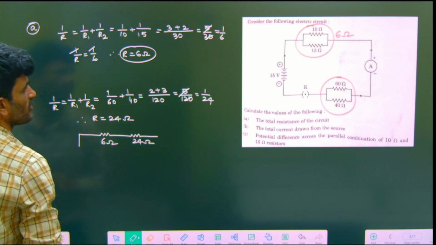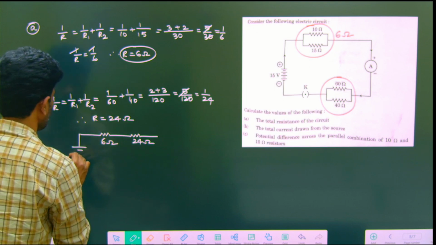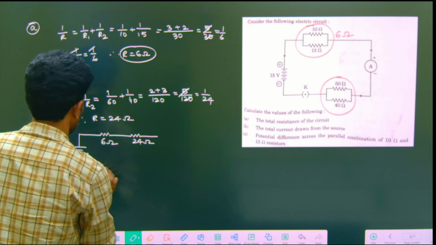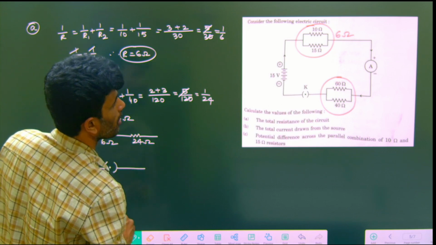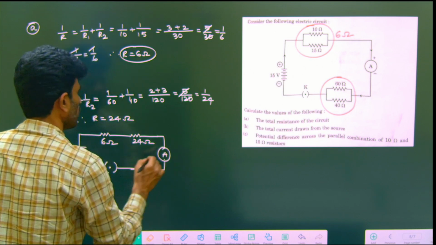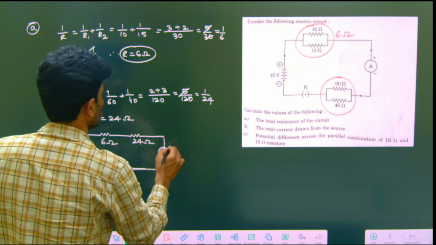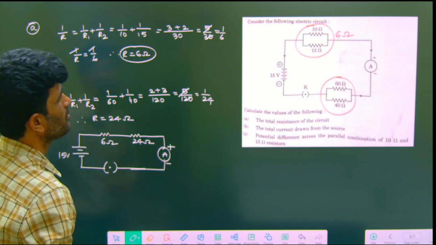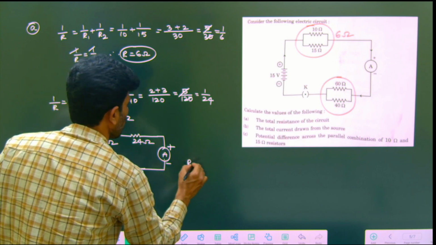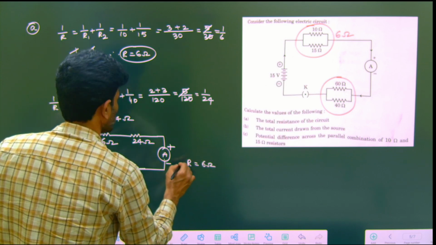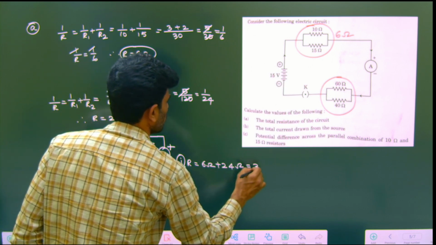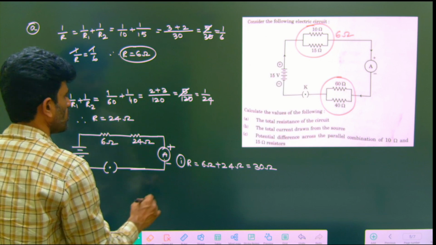Now the voltage, how much is given? Potential difference 15 volts. Here one plug key, one ammeter, like this it is given. Like this it will be changed. Now the first question answer: we have to find the total resistance. Here I am writing 6 ohms plus 24 ohms, which is 30 ohms. Effective resistance we got.